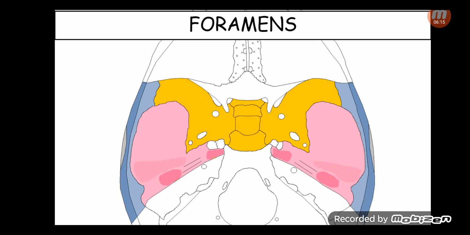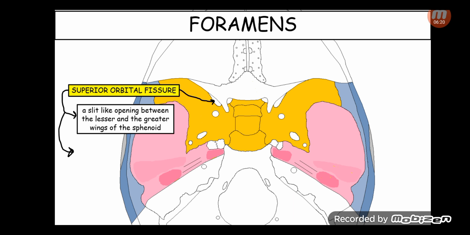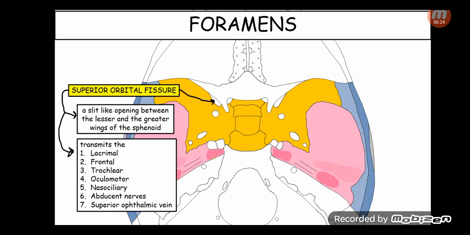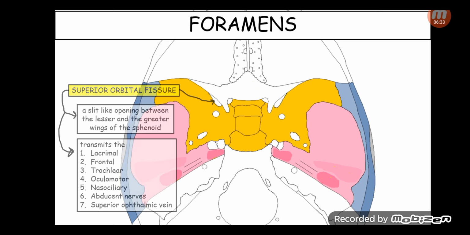Now we will talk about the next foramen or next fissure, that is the superior orbital fissure. It is a slit-like opening between the lesser and greater wing of the sphenoid. It transmits the lacrimal nerve, frontal nerve, trochlear nerve, oculomotor nerve, nasociliary nerve, abducent nerve, and superior ophthalmic vein.